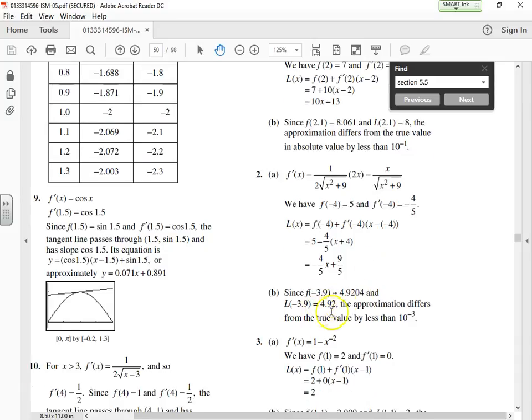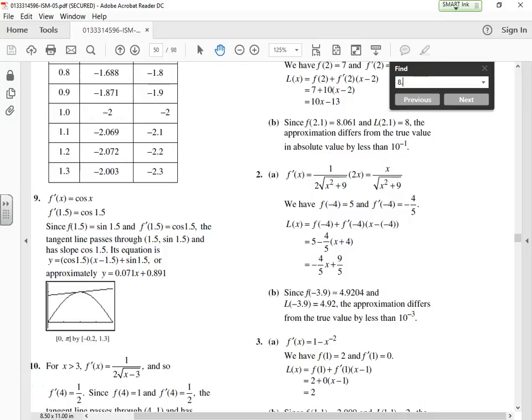The approximation was 4.92. When they say it differs by, that's just the subtraction, in the sense of how far off. So 0.0001. Oh, by less than. They didn't even quantify it. Next one.